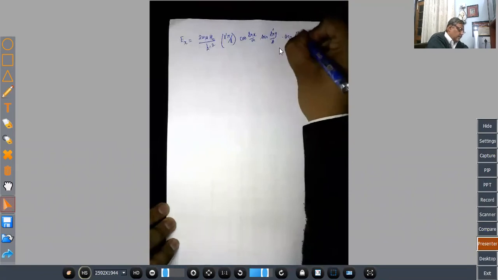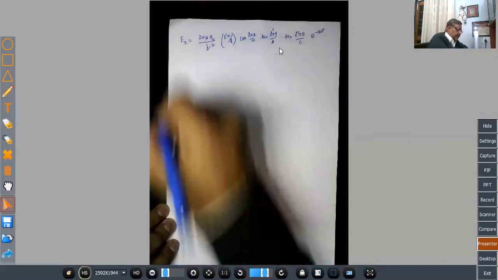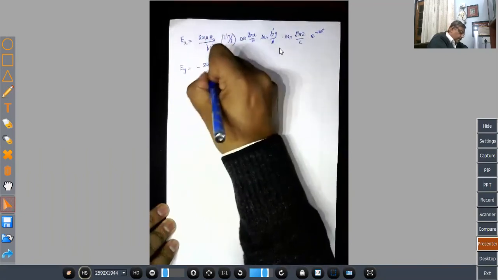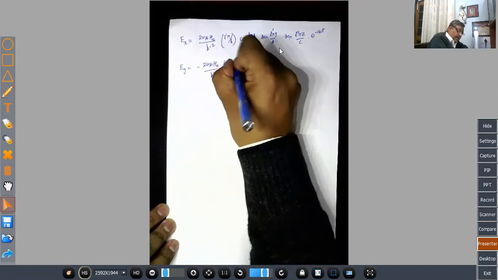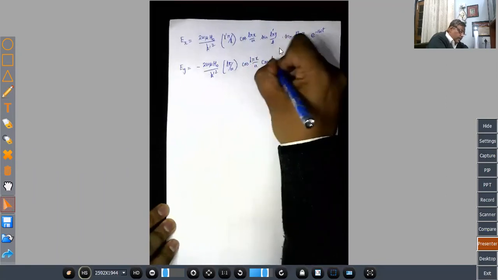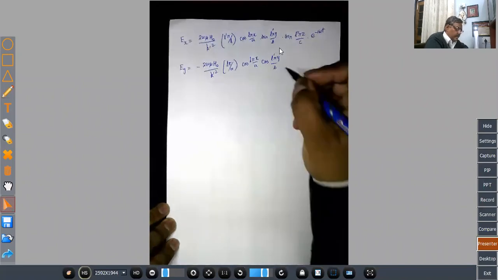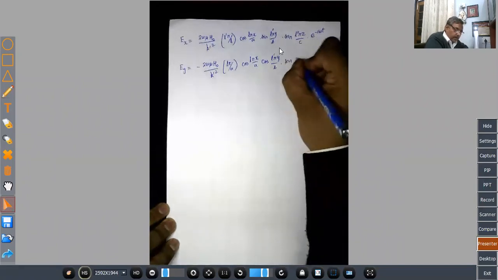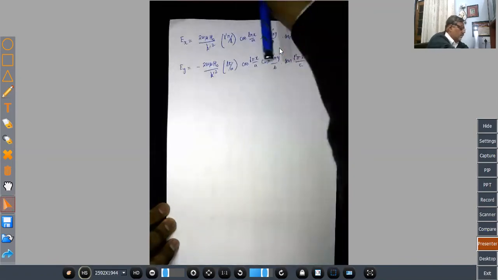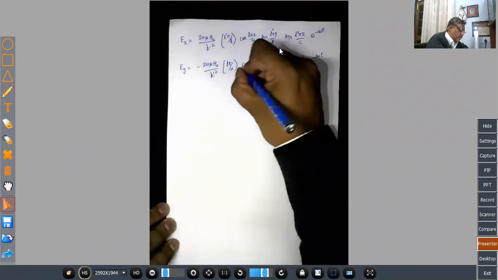Sine z by c. Y will be minus 2 omega mu h0 by k dash square pi by a. Just check it. Sine, sine.